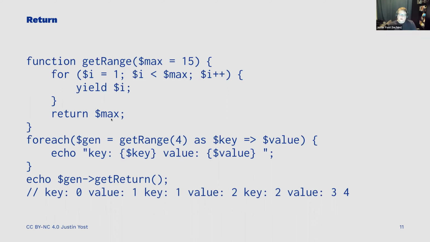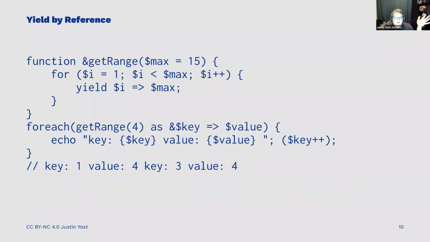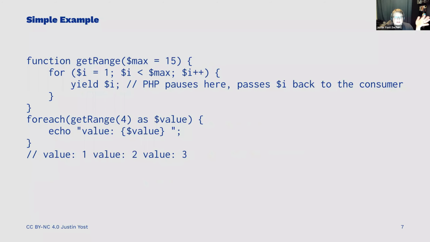So the generator can actually return 3 values out of this. We can return a key, we can return a value, the key can be returned by reference, and we can actually have a return value if we want. So generators are complex if you decide to do all this crazy complex nonsense. If you want, at the end of the day, you can still just do this sort of thing.